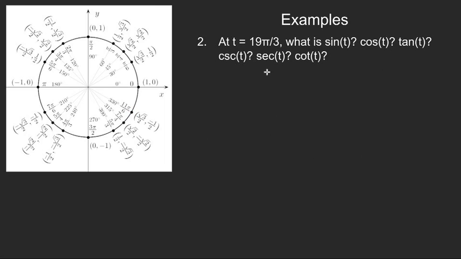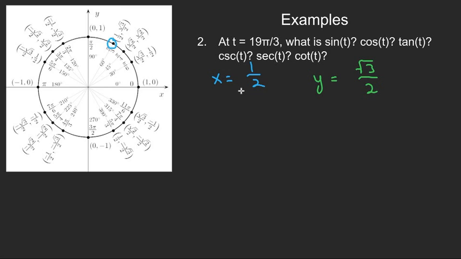Okay, so this one's a bit harder because we have a value that is greater than 2 pi, and we also have to find the trigonometric functions for all 6 of them. So first, let's find 19 pi over 3. So if we take one rotation around the unit circle, we are at 6 pi over 3, another 12 pi over 3, another 18 pi over 3. So that leaves us with 1 pi over 3, which brings us here. So here, x is 1/2, and y is root 3 over 2.